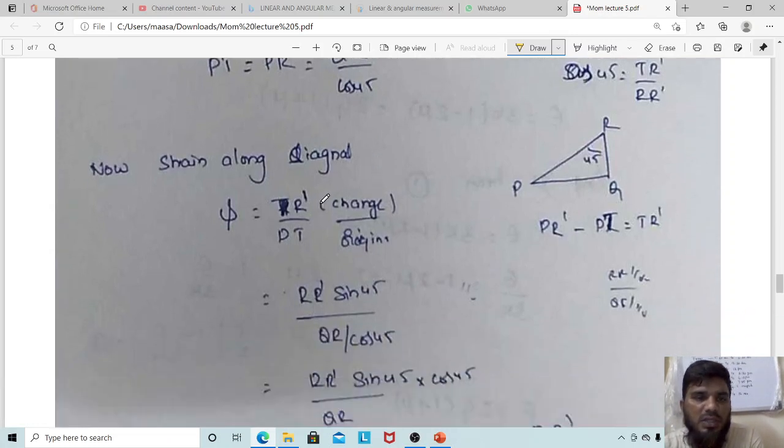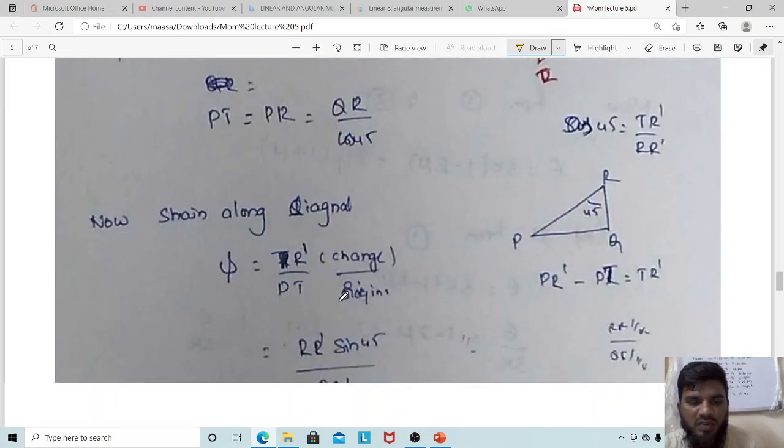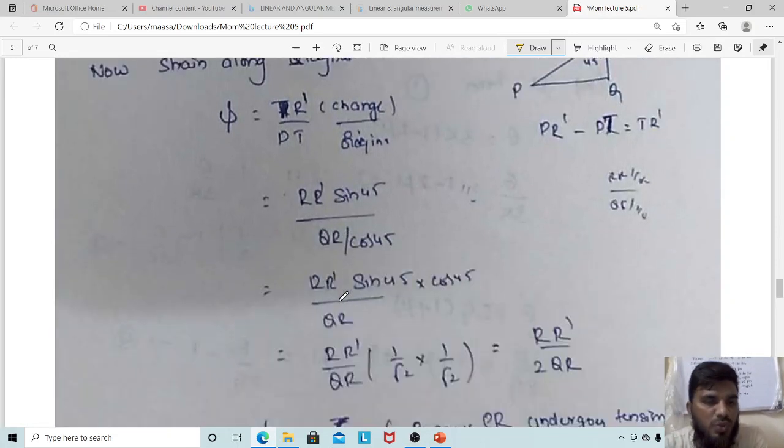Substitute both the values here, you are going to get RR dash by QR, where you can either take sin 45 or cos 45, both will have the same value here. So no problem, RR dash is equal to QR sin 45 into cos 45. That is, sin 45 value is 1 by root 2, cos 45 value is 1 by root 2. RR dash by QR is nothing but RR dash by QR into 1 by root 2 into 1 by root 2, which is 2. That is RR dash by QR.